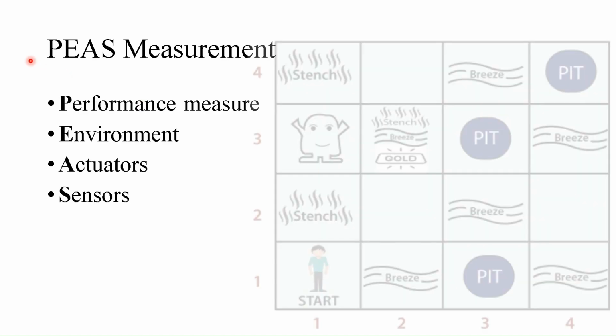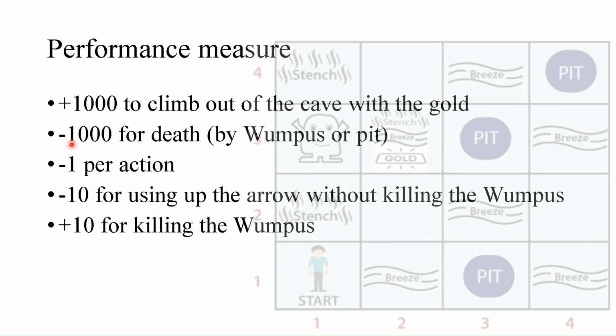Right, so now we're going to go for the PEAS measurement, where P is the performance measure, E is the environment, A is the actuators, and S stands for sensors. Performance measure. We get 1,000 points to climb out of the cave with the gold, which is the goal of the game. We lose 1,000 points by death if we are killed by the Wumpus or fall into the pit.